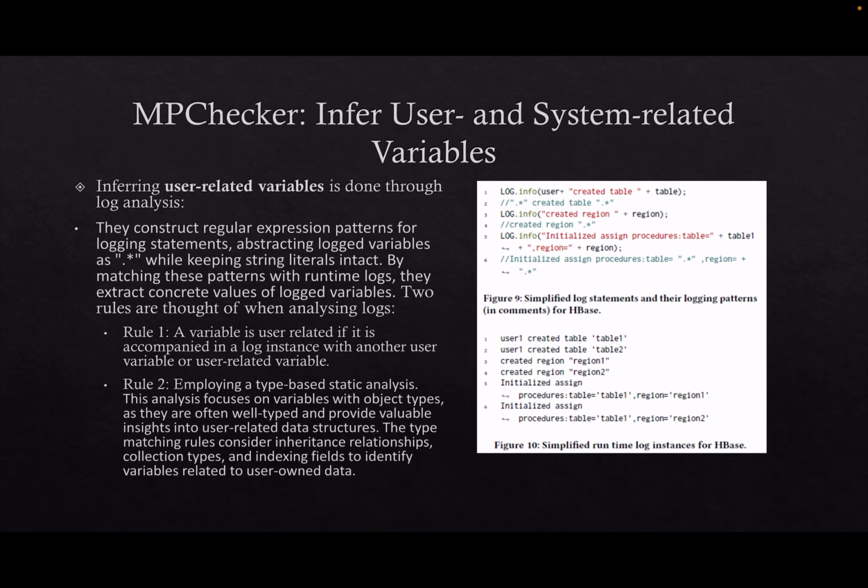Note that the variable table has multiple runtime values, that is table1 and table2, suggesting that a user can create multiple tables at runtime. Looking at rule 2, a variable is a user-related variable if its type matches with the type of a user-related variable.